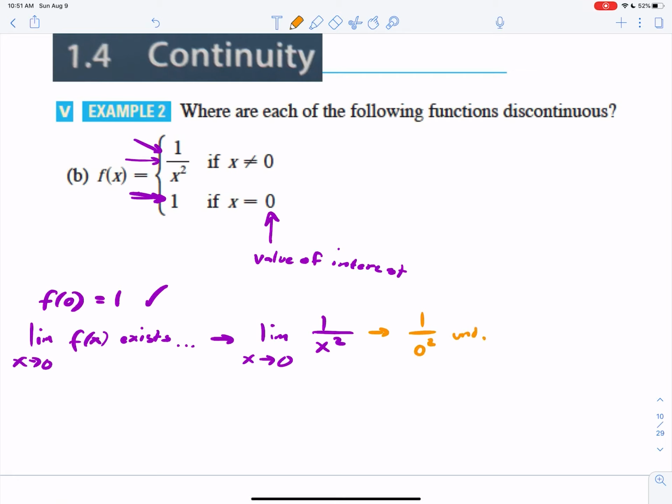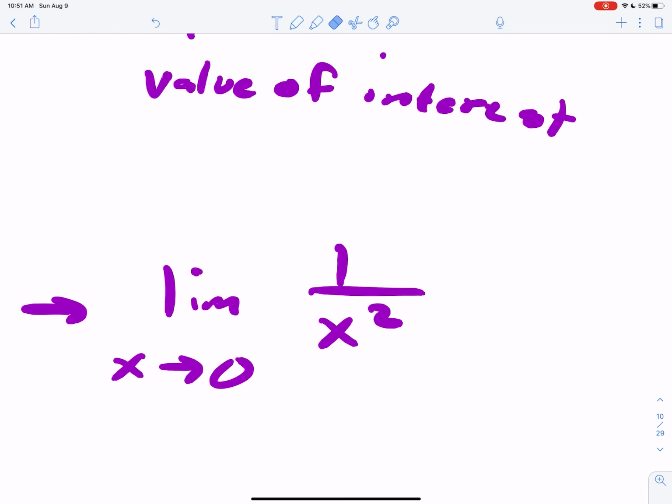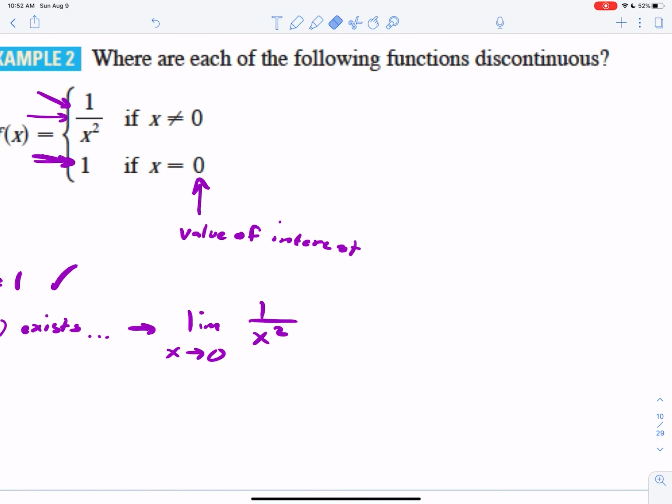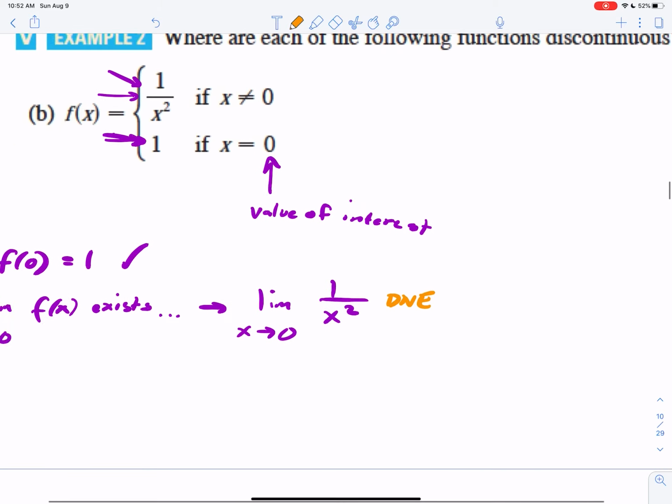So what happens if you can't substitute? Okay, look back at your notes if you need to. We would have to try to manipulate this somehow. But if you take a look at this function, 1 over x squared, there's not a lot you could do. There's no conjugate. There's no difference of two squares. There's no LCD. So this means that it doesn't exist. Because you can't do much, it doesn't exist.